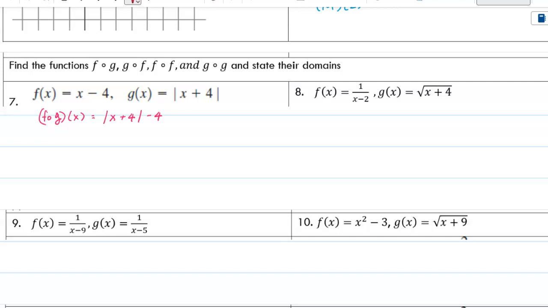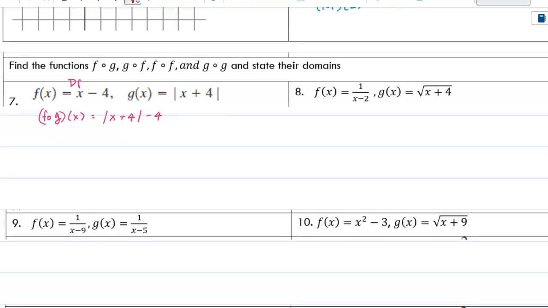That you can't go any further. You can't break that out. You can create 2, and you can say x plus 4, and you can say negative x minus 4 if you wanted to, and create 2 different functions and make it a piecewise function. But I'm just going to keep it as is.